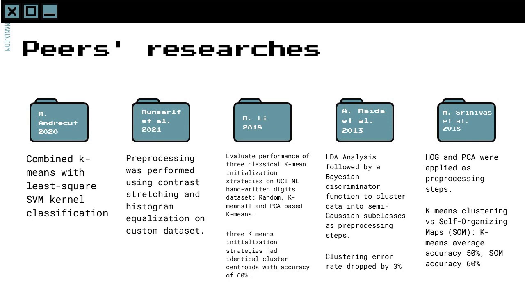Anthony S. Maida et al., in an efficient character recognition scheme based on k-means clustering, proposed using LDA analysis followed by a Bayesian discriminator function to cluster the data into semi-Gaussian subclasses. Then PCA and k-means clustering were applied. The results on the MNIST dataset displayed great improvement in accuracy.